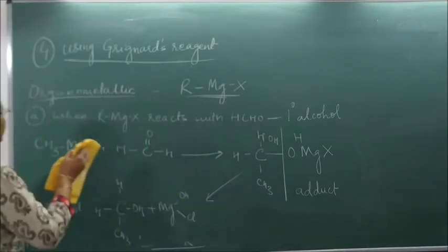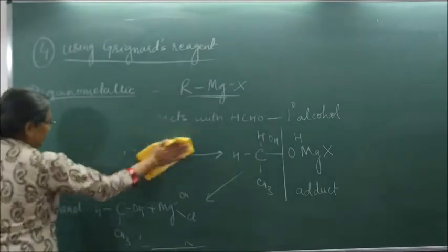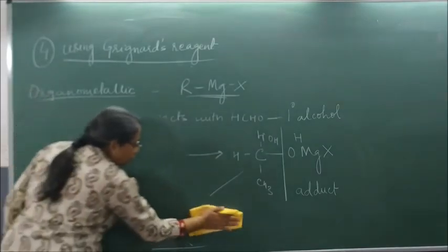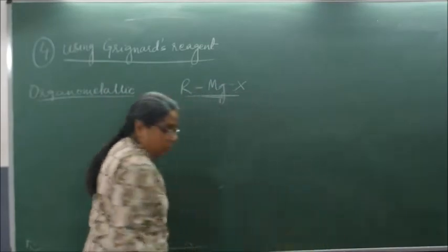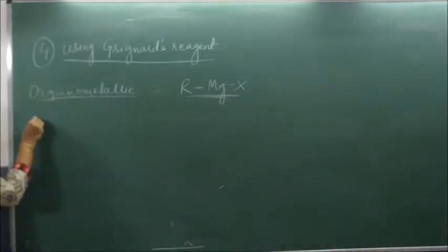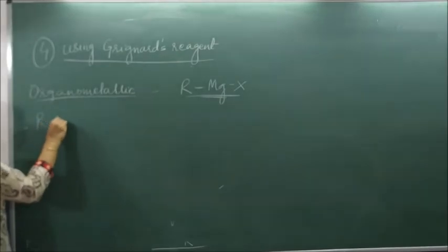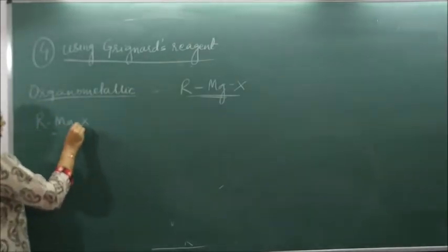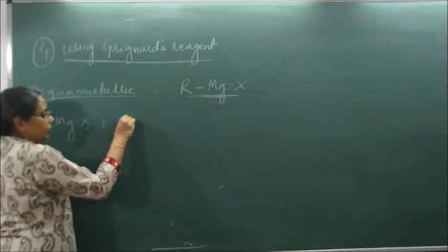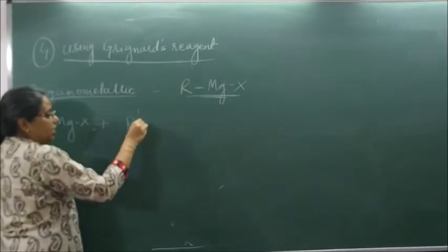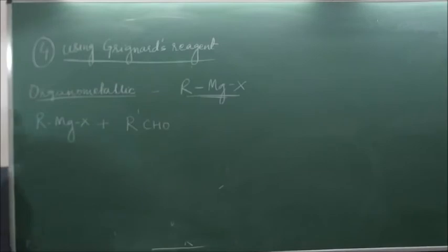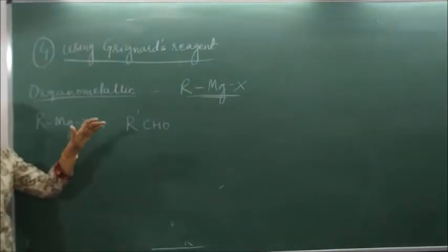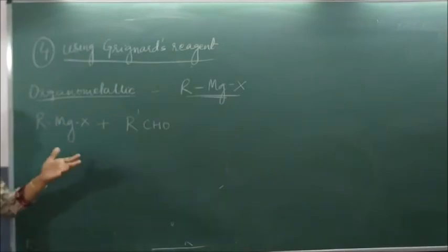If I use any other aldehyde, I get a different alcohol. So now we will write the second equation, or the B part of it, to get what? Secondary alcohol. See here, the general part of the equation. If I take RMgX and I react it with R dash CHO, R dash CHO is any other aldehyde. It may be C2H5, maybe C3H7 or any other aldehyde.